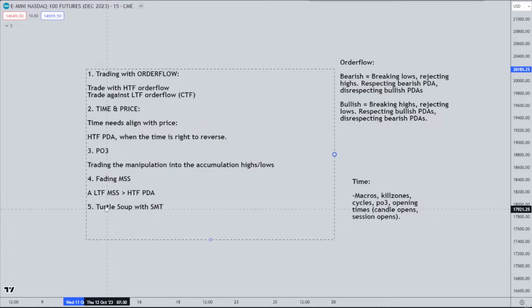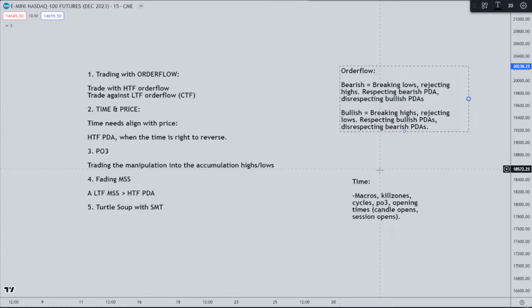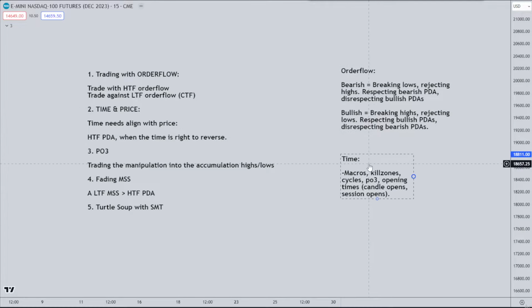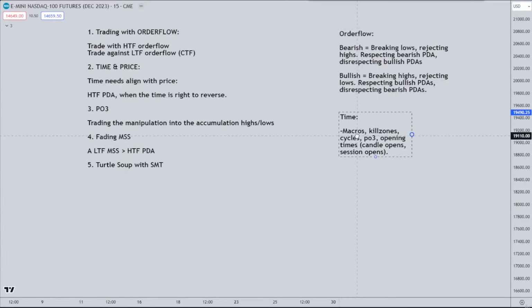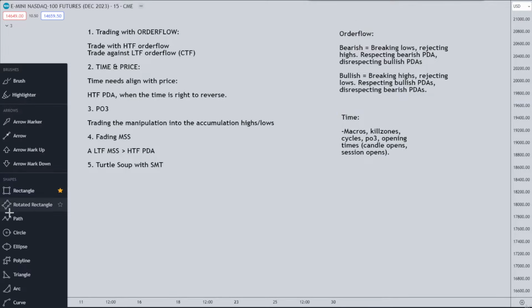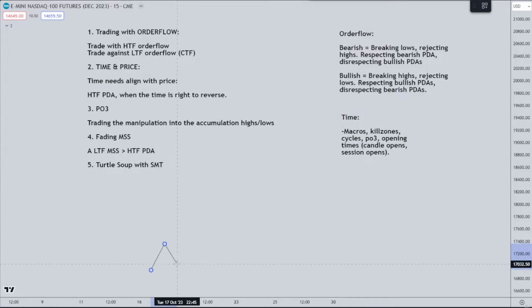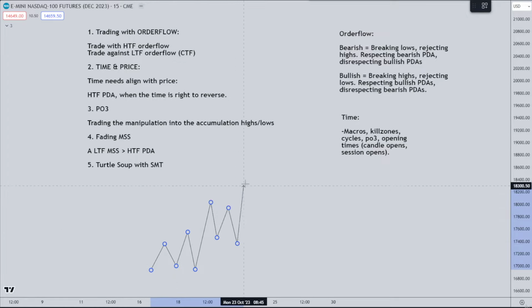Okay, so the number one thing when trading turtle soup in any concept is to trade with order flow. Okay, a lot of people get caught up in trading the 1 minute time frame and they forget that the 15-minute or anything higher is against them. Okay, so say this is the 15-minute chart, right? We're breaking highs, rejecting lows, breaking highs, rejecting lows, breaking highs, rejecting lows, like that, right?